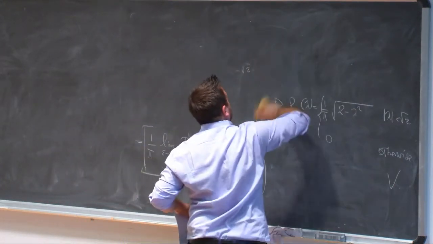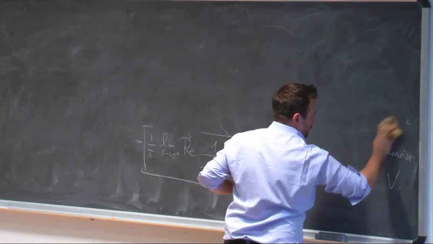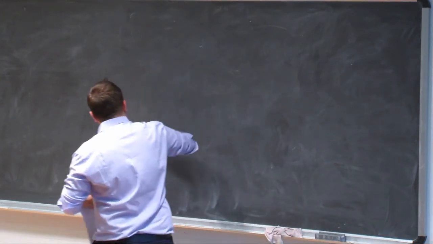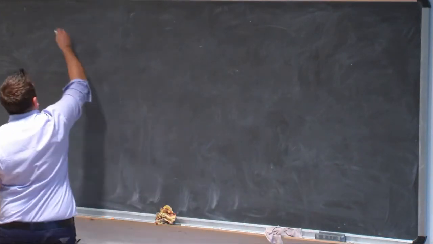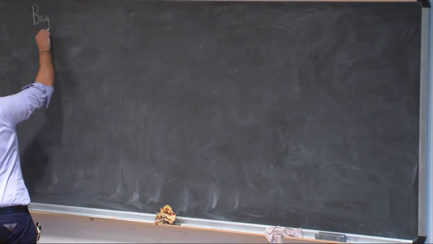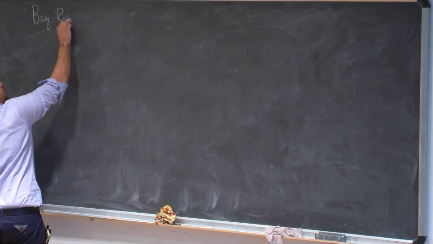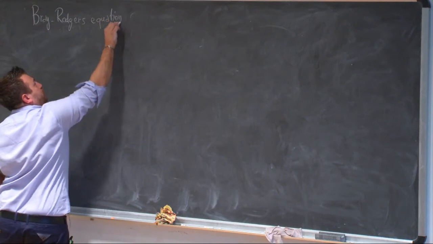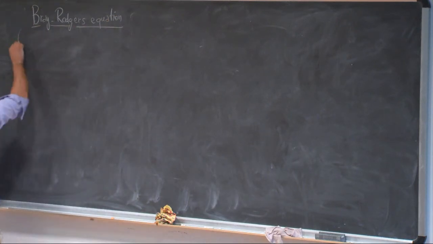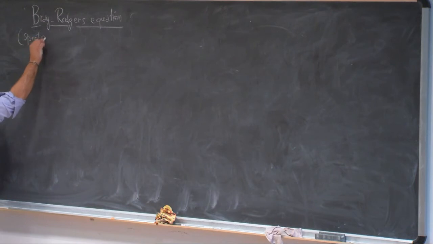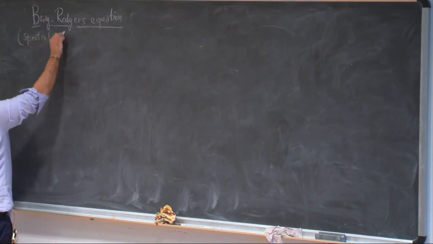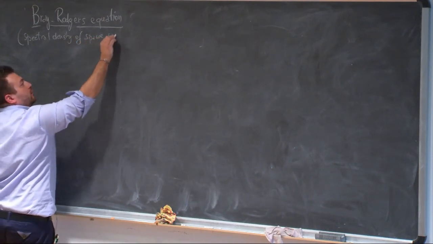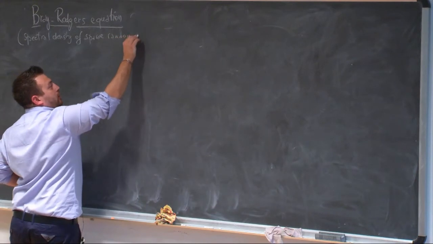So what we are going to derive today is the so-called Bray-Rogers equation for the spectral density of sparse random matrices.